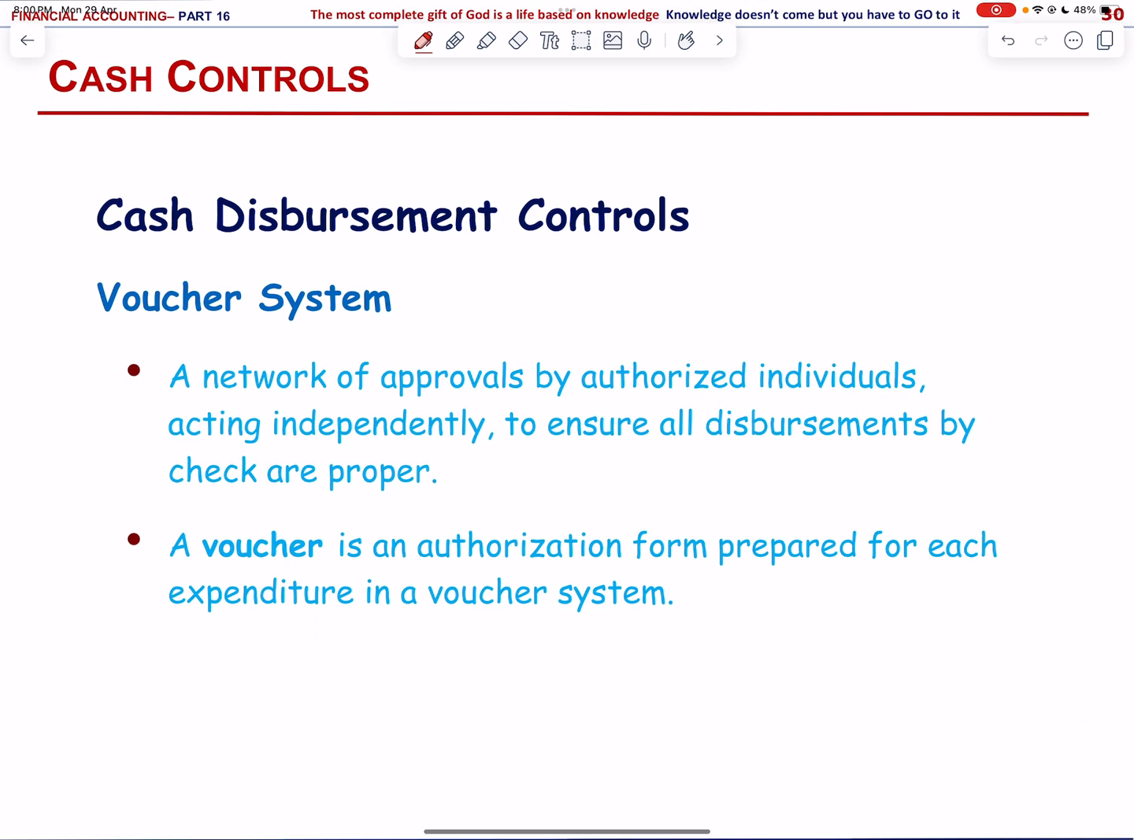Then cash disbursement controls like a voucher system make sure expenses are authorized and documented correctly. Approval network, that is people with authority independently approve each check, reducing the chance of unauthorized spending. Voucher creation, that is every expense gets recorded with a voucher, noting details like purpose and amount. This keeps a clear record for auditing. These controls boost accountability, transparency, and accuracy in cash disbursements.